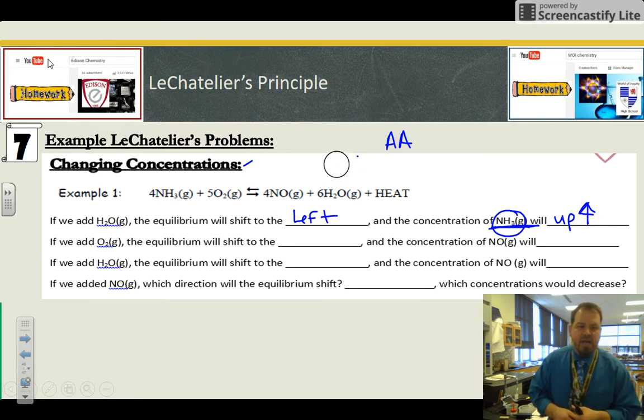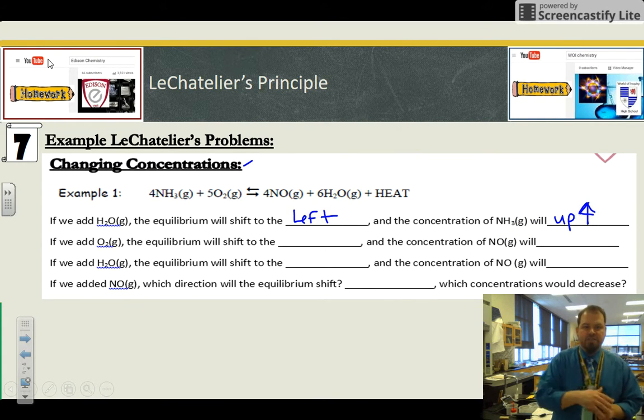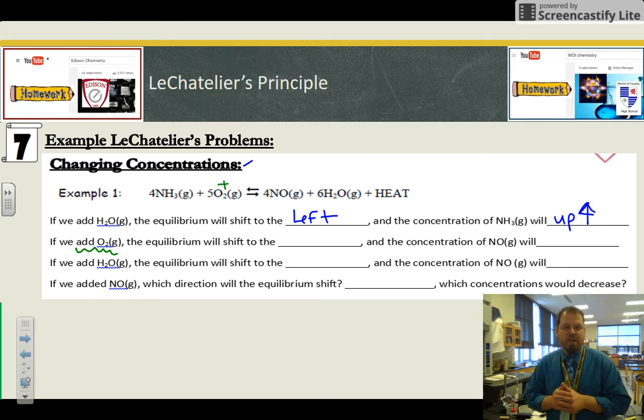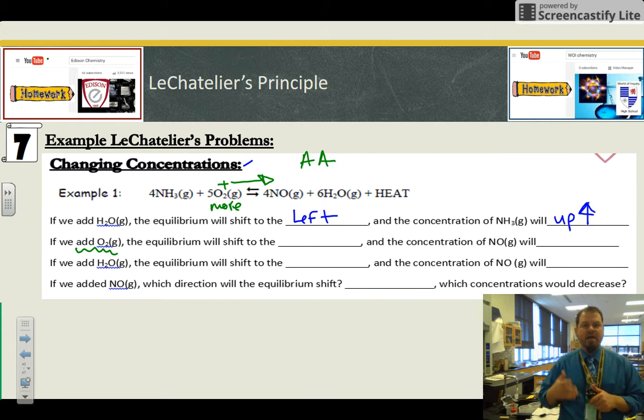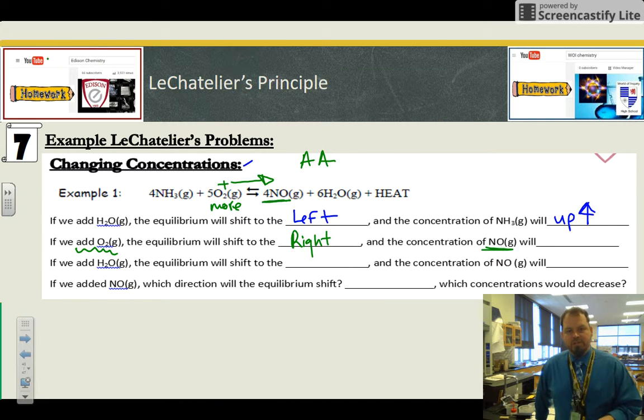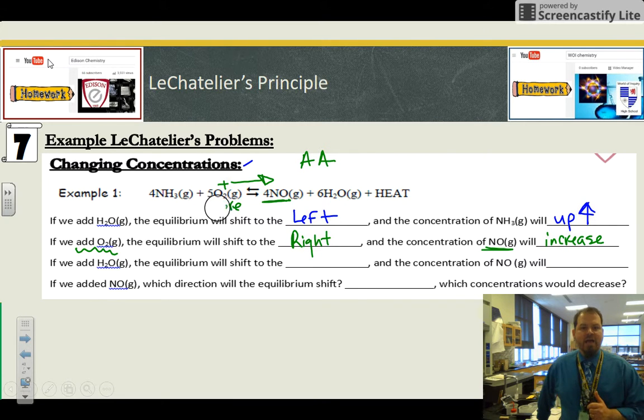I'm going to add oxygen. I see oxygen is on the reactant side. So if I add oxygen, I go away from what I add. So that means I have to go away from the reactant side to the product side. Now everything on the product side goes up. And the question says, what happens to NO? And guess what? That just so happens to be a product. If I'm shifting that way, it must go up because it's a product. Good? Okay, now I'm going to add water again, which we did in the first one.